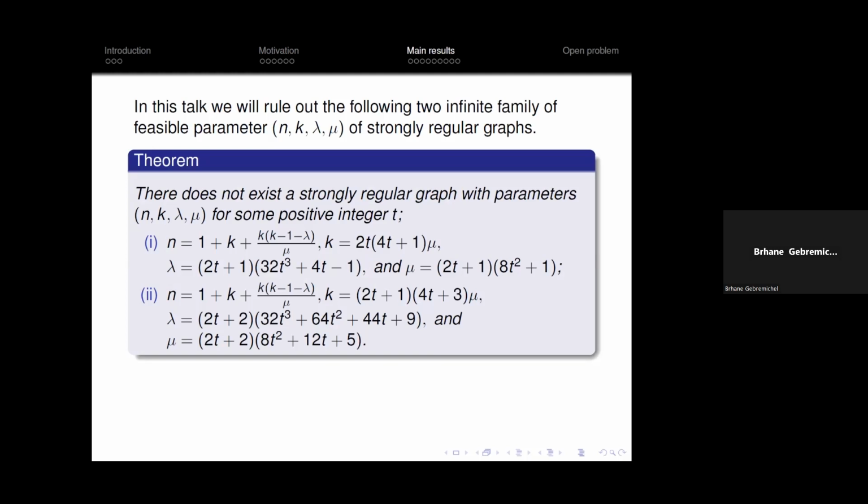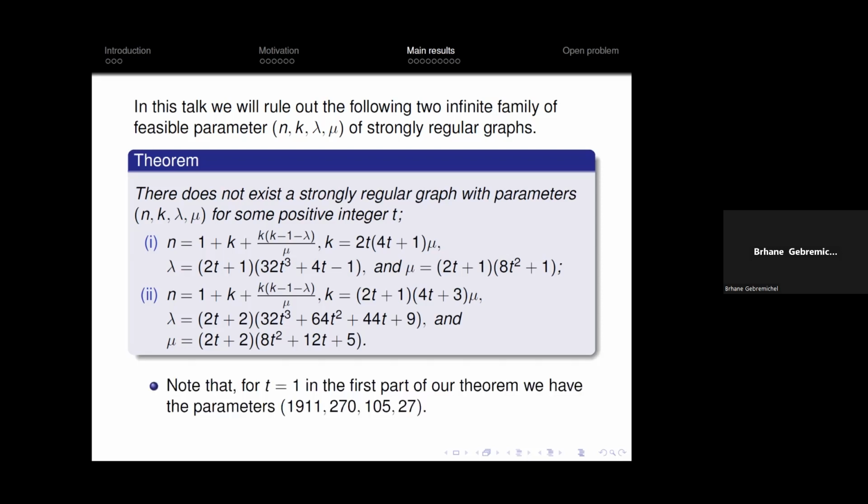We show that there does not exist a strongly regular graph with parameters n, k, lambda, mu for some positive integer t. When we have mu here in the first one, 2t plus 1 times t squared plus 1, lambda equals 2t plus 1 times 32 t cubed plus 4t minus 1, and k equals 2t times 4t plus 1 times mu. So the k value is dependent on mu, and the second one is also like that. The k value is dependent on mu. So we'll see how we prove this one.